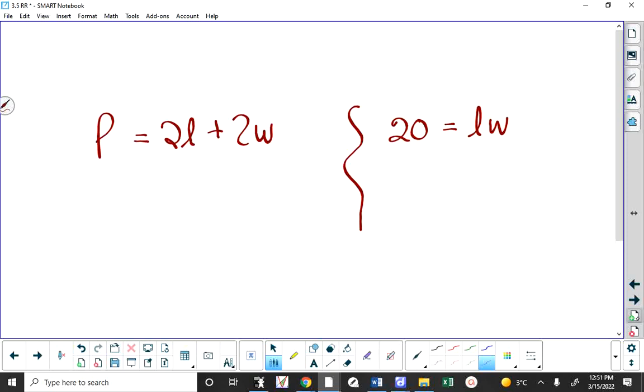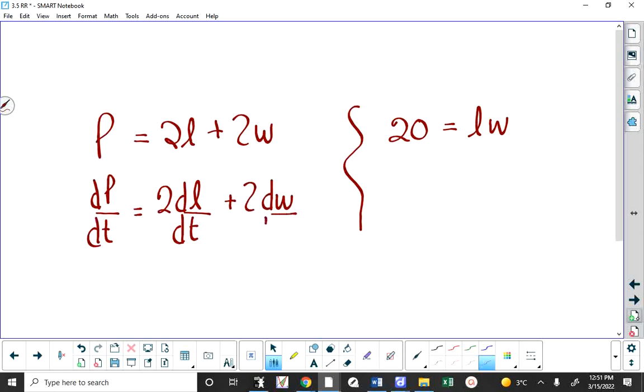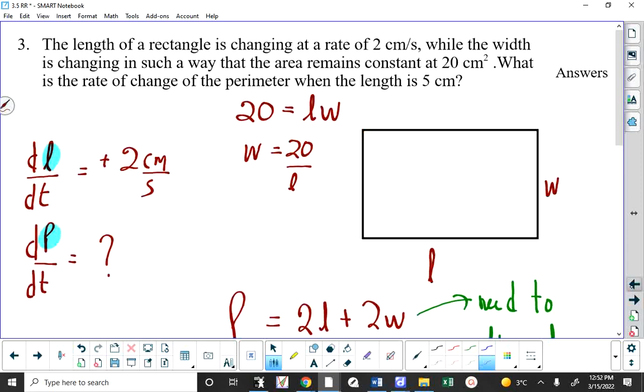Okay. Now we're trying to find dp dt. So if I differentiate this, and I know there's a problem with this, I'll talk about it again in a second, I get dp dt equals 2 dl dt plus 2 dw dt. And the problem is to find dp dt from this, you don't know dw dt. That's why when I made my list, I made a point of saying the two variables are L and P. We don't want W. Okay?